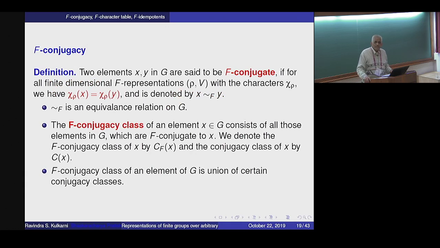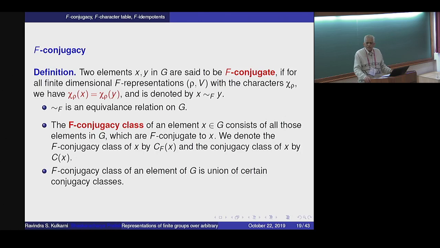Now, let me define the F-conjugacy. It's a natural definition. Two elements, X and Y in G, are said to be F-conjugate if for all finite dimensional F representations rho of G, we have chi rho X equals chi rho Y.